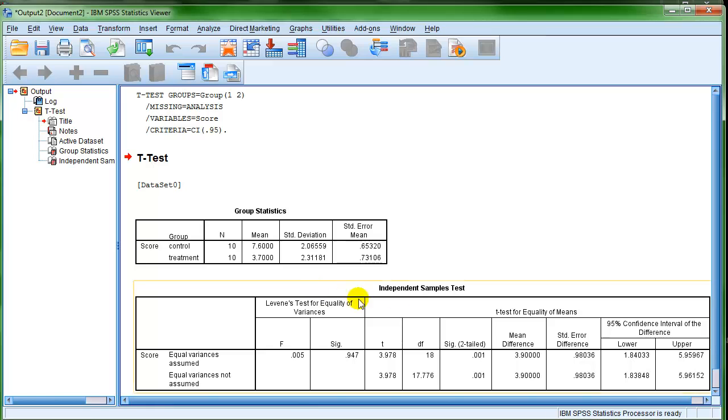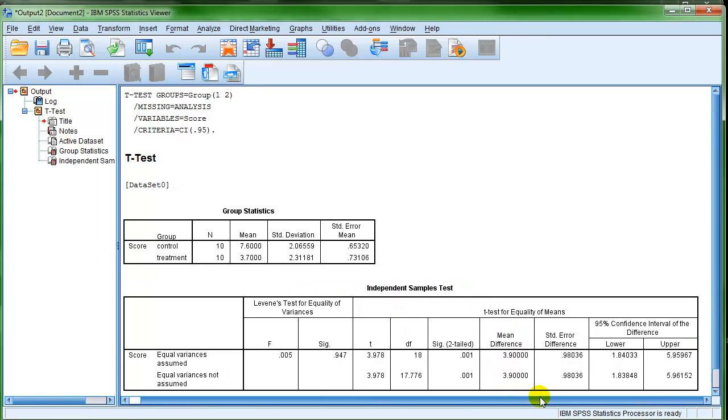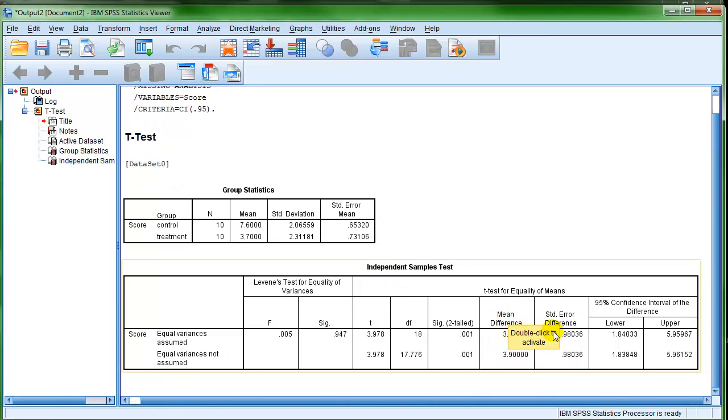So if you look down here in your output, you'll see the mean difference is 3.9. Okay, that's simply 7.6 minus 3.7. That tells you there's a difference of 3.9 points between the two groups. Okay, so that's the mean difference. You see that we have a t-value of 3.98. Degrees of freedom is 18.